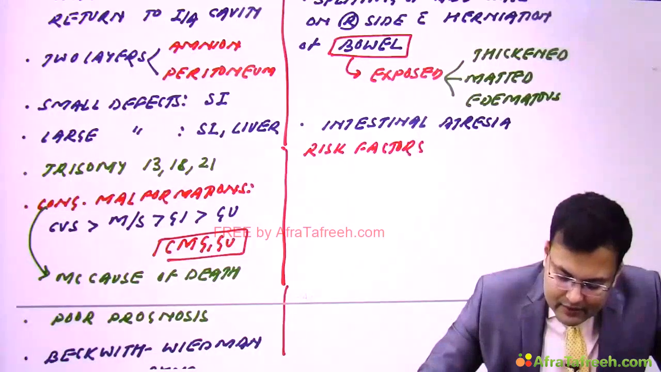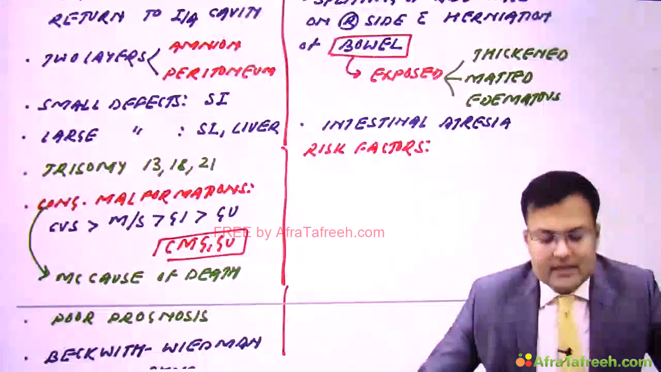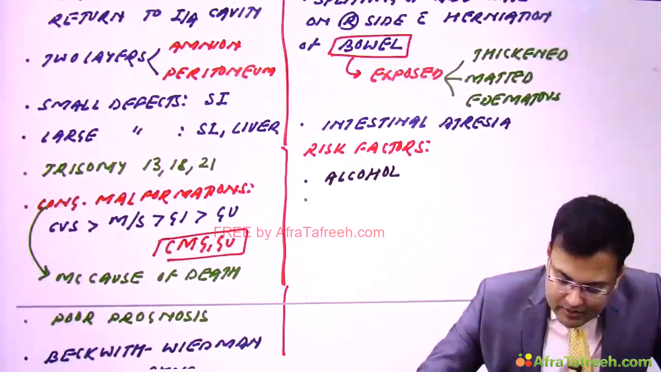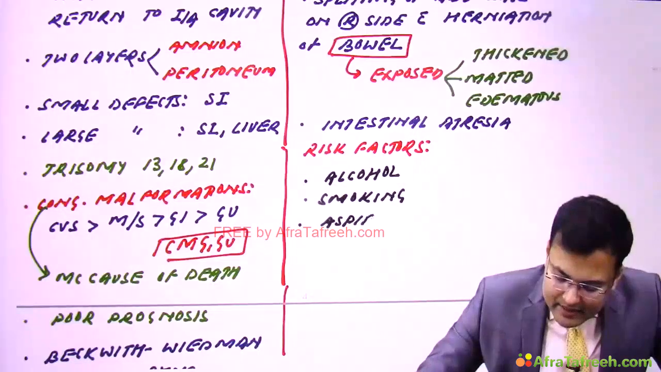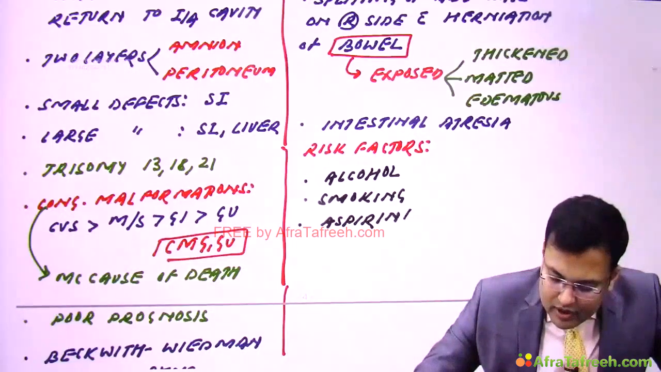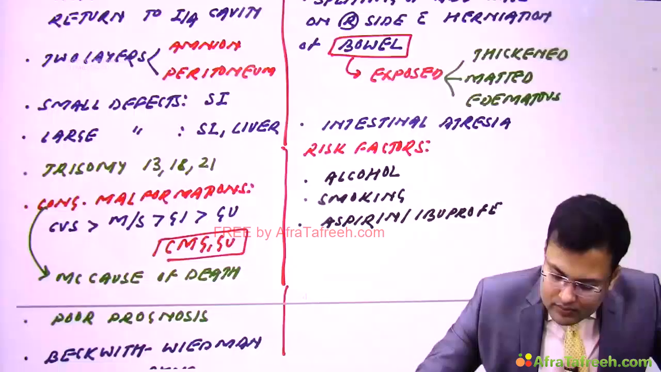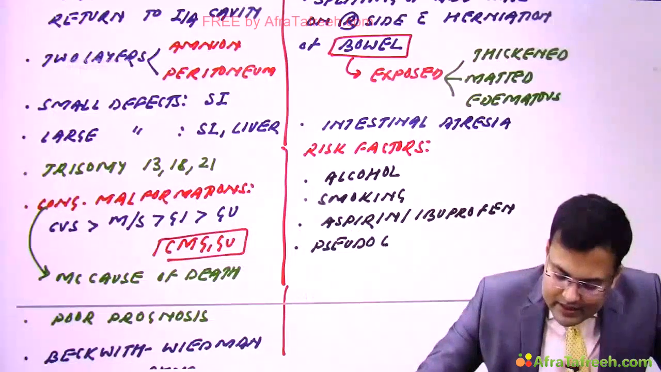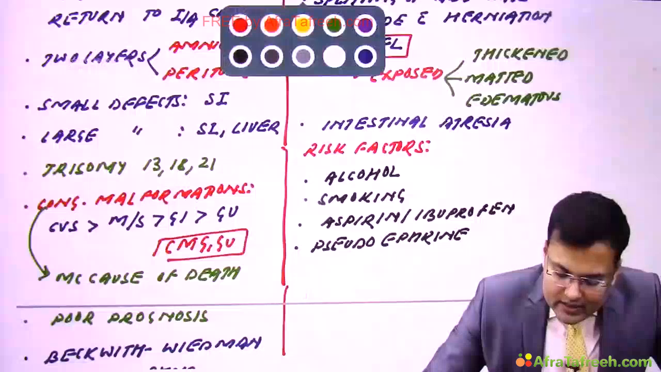Risk factors for gastroschisis. Yes, so if there is intake of alcohol, or the mother was a smoker, or there was intake of aspirin or brufen, or intake of pseudoephedrine. Clear? So these are the risk factors.